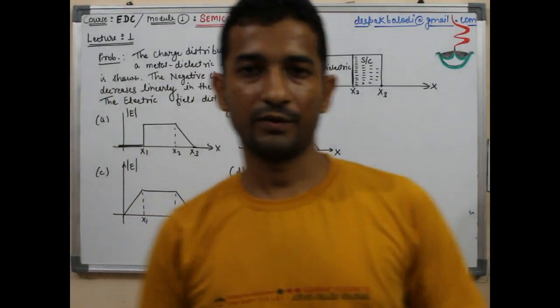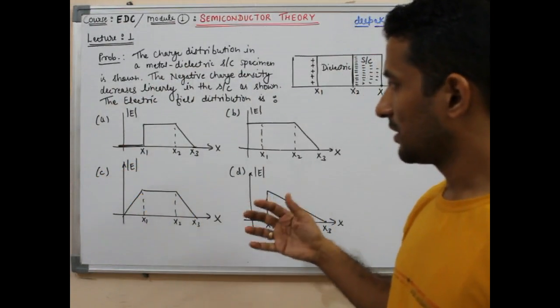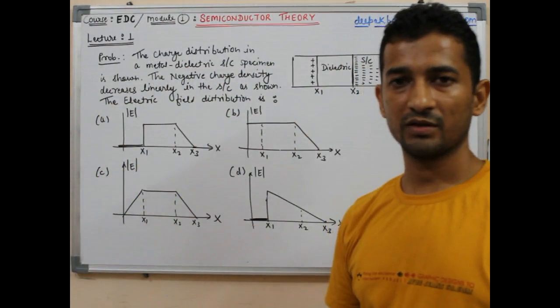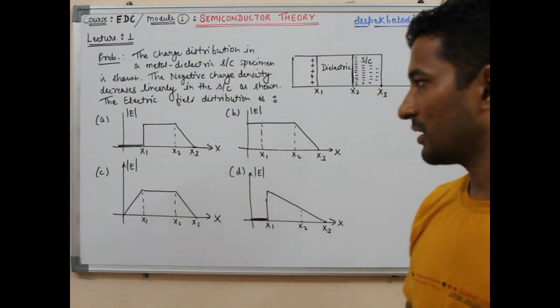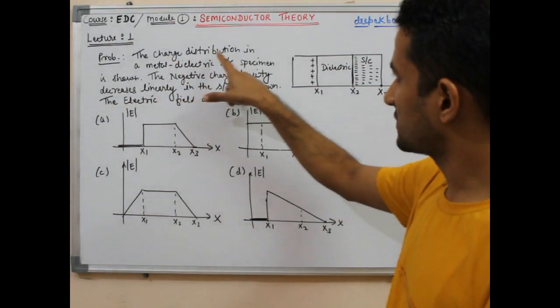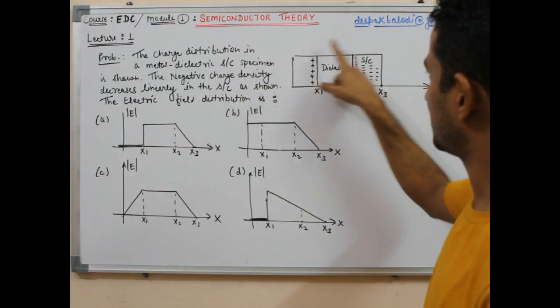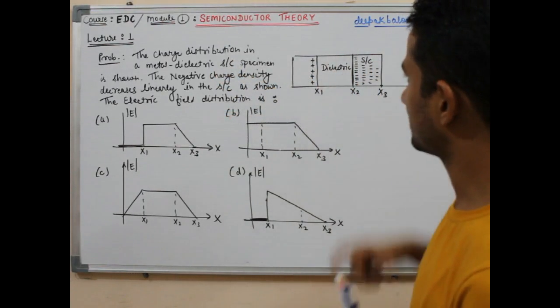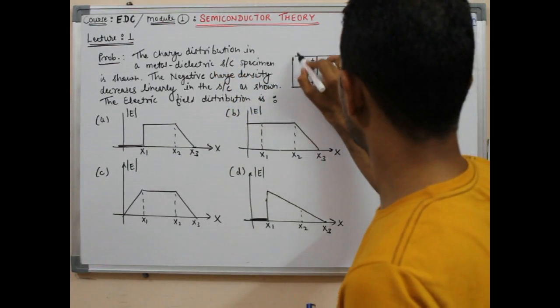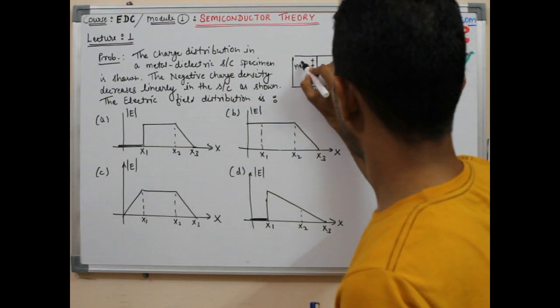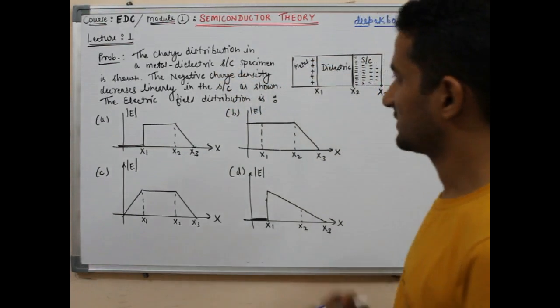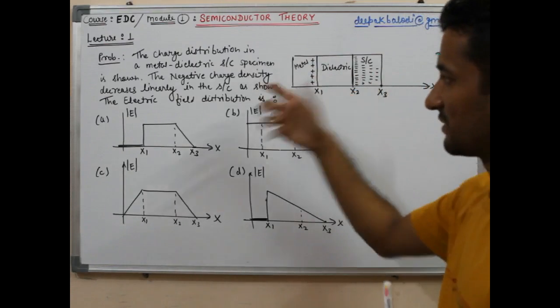Now come to the next problem. This also has appeared in the GATE examination, as the previous one also did. In this problem, a charge distribution in a metal, dielectric and semiconductor specimen is being given. So this side is metal, dielectric and semiconductor. There is a combination, a sandwich.